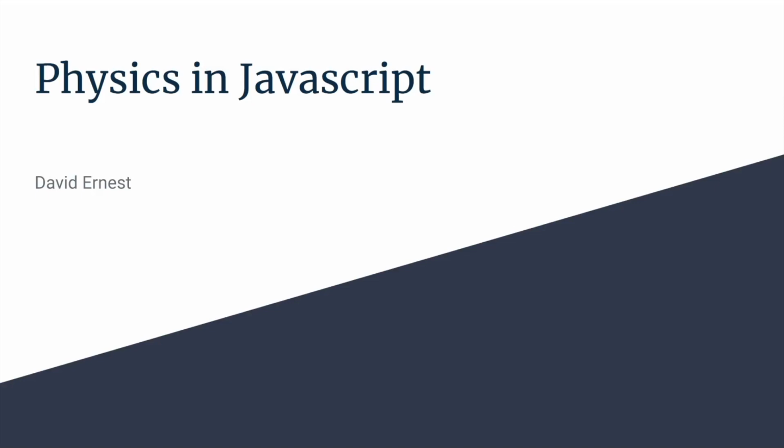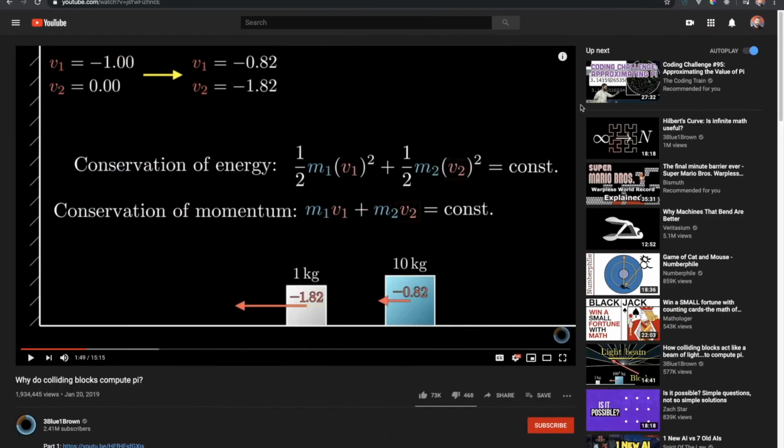I want to show you a cool physics demo today that you can build using JavaScript. Now this demo was inspired by the 3Blue1Brown video in which he showed that you can calculate the digits of pi using 2 colliding blocks. It's a really cool video and I definitely recommend checking it out. I'm going to put a link to this in the description.